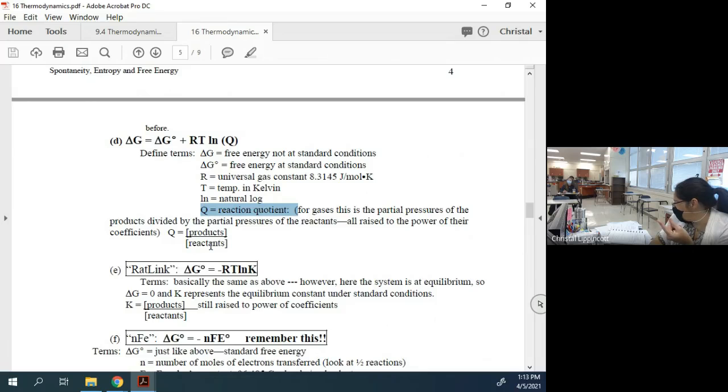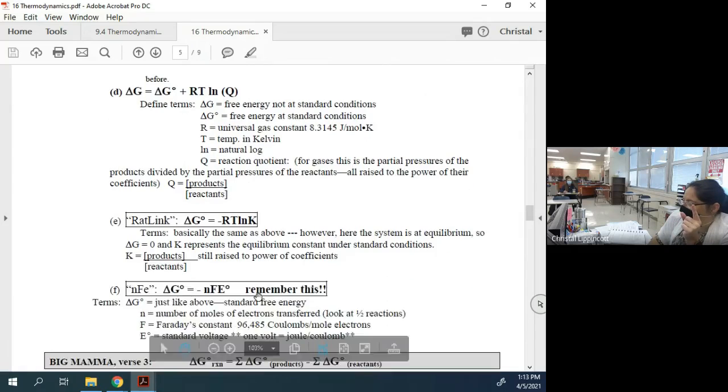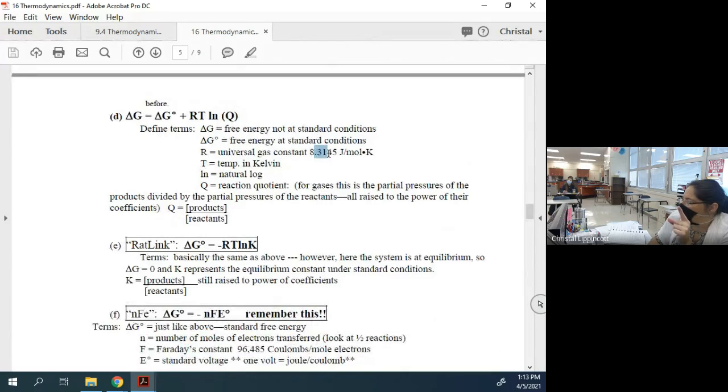Remember how we did Q, concentrations? This was all back in the equilibrium section. Now, here is the kicker, and it's going to come up down here as well in this RATLink section. R is given to you in joules per mole Kelvin, but delta G is going to be given to you in kilojoules per mole.